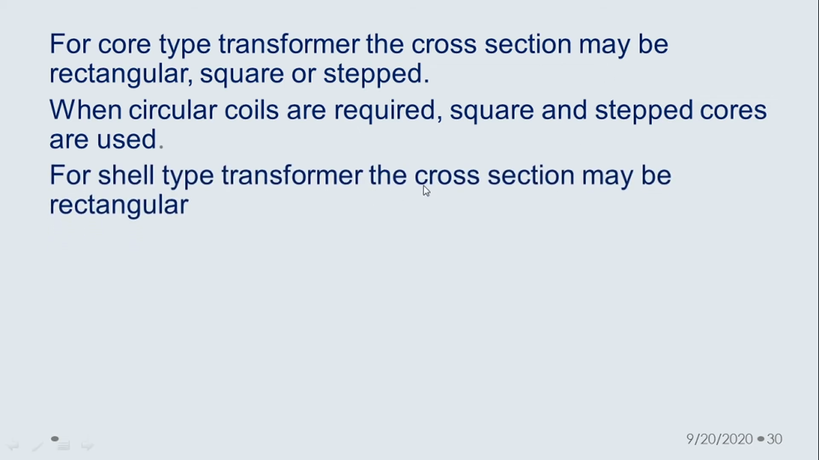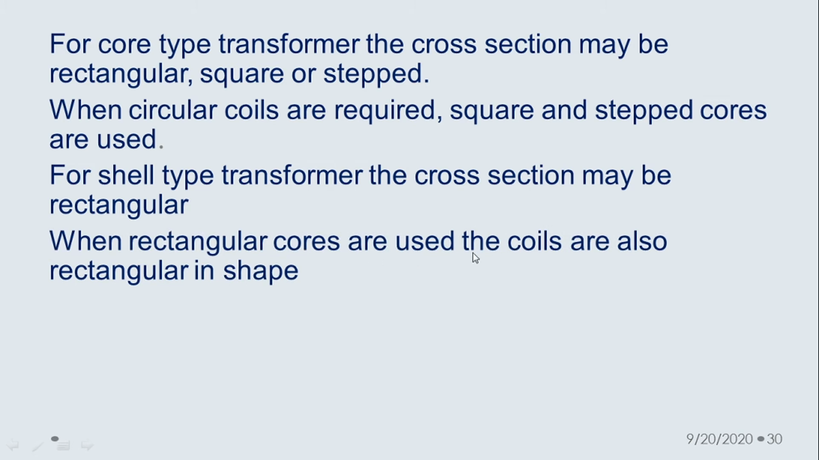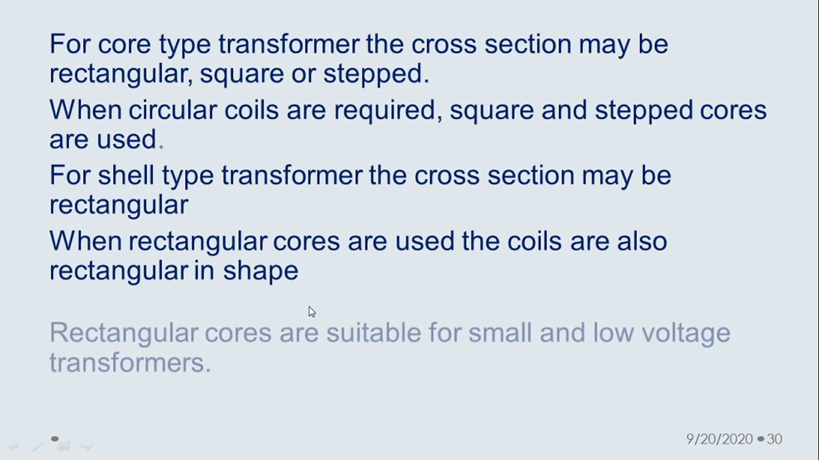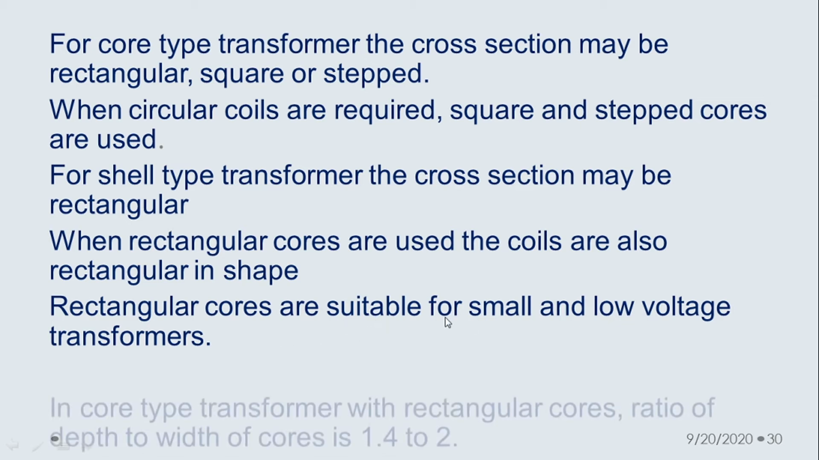For shell type transformer, the cross section may be rectangular. Rectangular cores can be used for the shell type transformer. When rectangular cores are used, the coils are also rectangular in shape. If you are choosing rectangular cores, like in a shell type transformer, then the coils also should be rectangular in shape. Rectangular cores are suitable for small and low voltage transformers. So rectangular cores are normally used for shell type transformers, which are used for small and low voltage transformers.